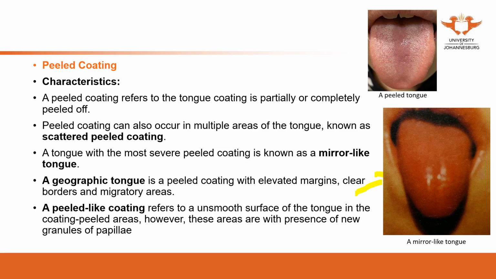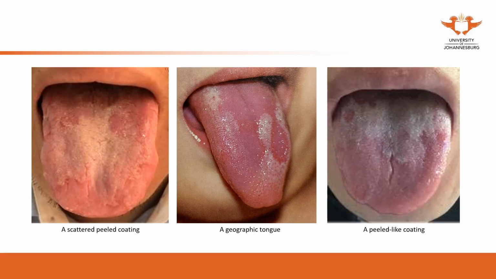The bottom image is a mirror-like coating. A mirror-like coating, we also sometimes say a mirror-like tongue, is no coating and shiny. A scattered peeled coating, as you can see here, there's no coating in different areas, so this we call the scattered peeled coating.